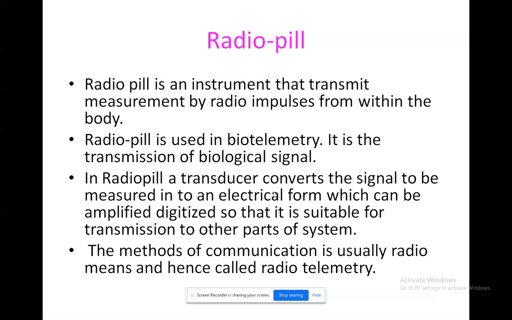Telemetry is the system which transmits the biological signal. In the radio pill, a transducer converts the signal to be measured into an electrical form, which can be amplified and digitized so that it is suitable for transmission to other parts of the system. That means the radio pill has a transducer. What is the use of the transducer? The transducer just converts the biosignal into an electrical signal. The suitable electrical signal will be amplified and transmitted to the other part, which means the receiver side.